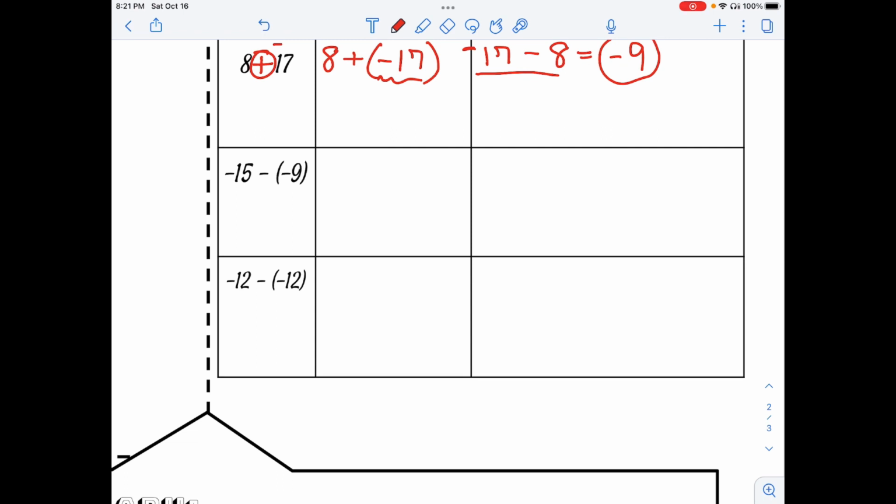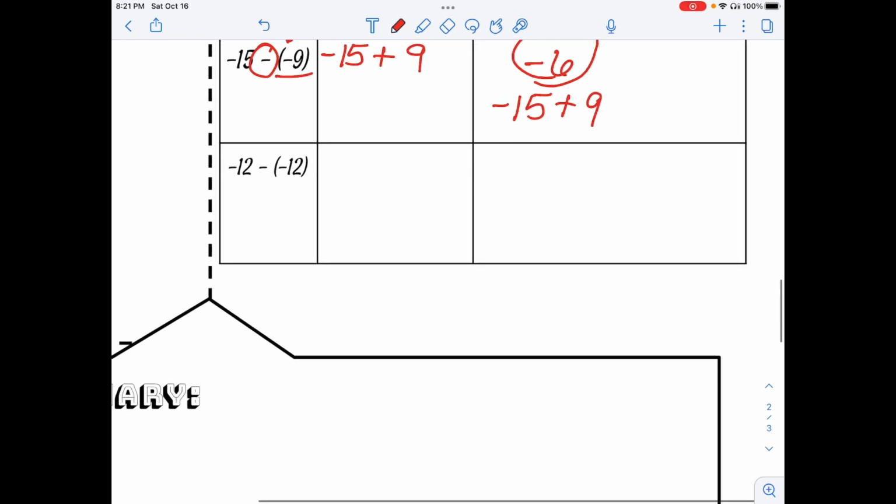All right, negative 15 minus negative 9. So I'm going to keep the first number the same, change my operation to addition, and then change the second number to its opposite, which is negative 15 plus 9, and follow my adding integer rules. So I'm going to get negative 6. So I'm going to rewrite that right here, and that is my answer. Good job, Rams.